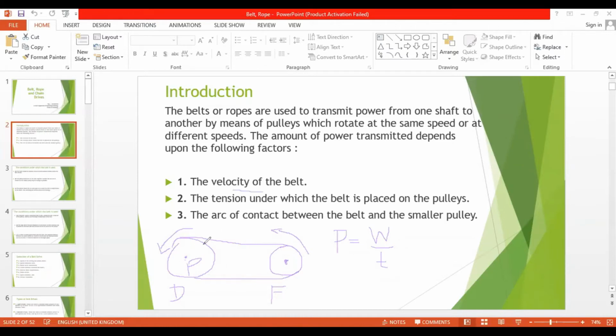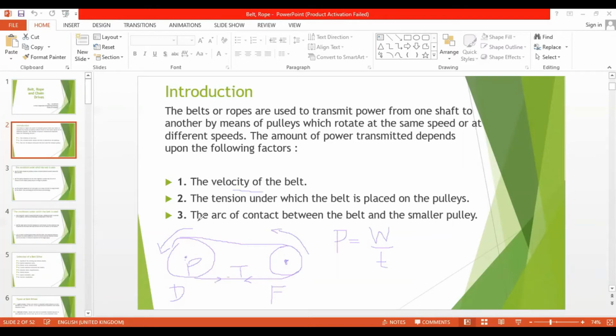The speed at which the belt is rotating. Tension under which the belt is placed on the pulleys. So you know, if it is a belt drive, there must be some tension, right? There must be some tension. So this tension also has an impact on the amount of power transmitted.